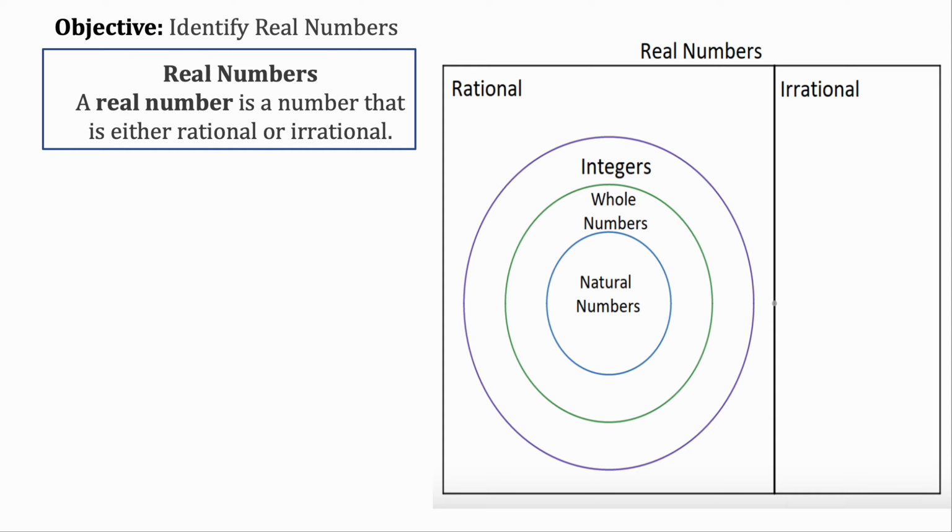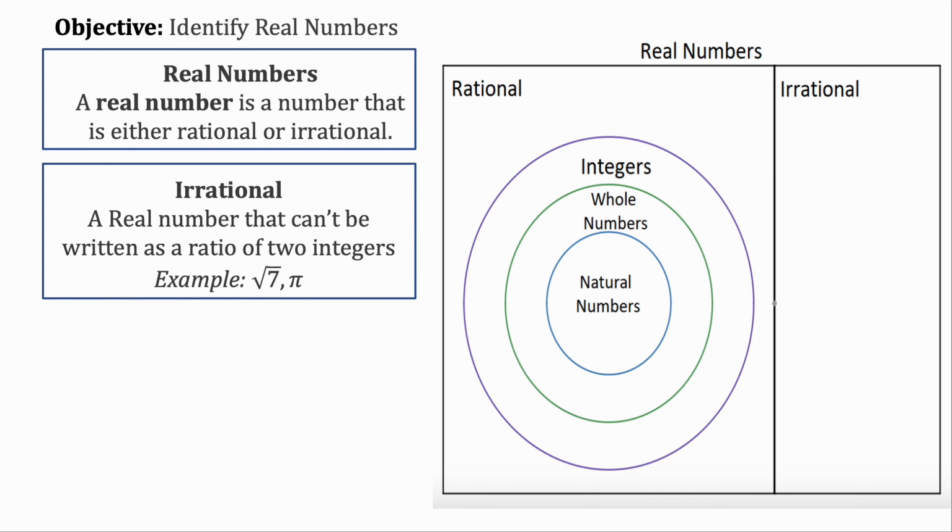In this video, we are going to talk about identifying real numbers. Now, a real number is a number that is either categorized as rational or irrational. Now, let's start with irrational. That's a real number that can't be written as a ratio of two integers.